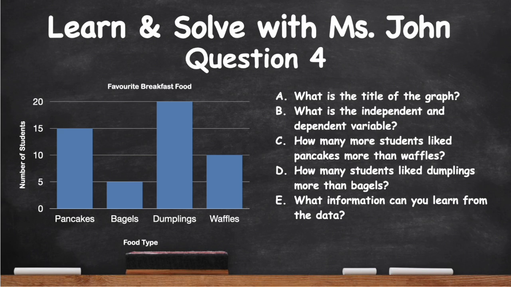Question number 4. We're going to answer the following questions according to the graph on the left. A, what is the title of the graph? B, what is the independent and dependent variable? C, how many more students like pancakes than waffles? D, how many students like dumplings more than bagels? E, what information can we learn from the data?